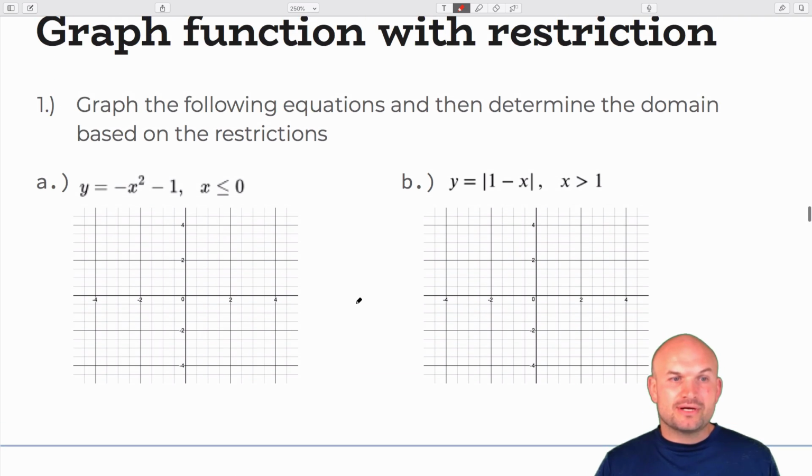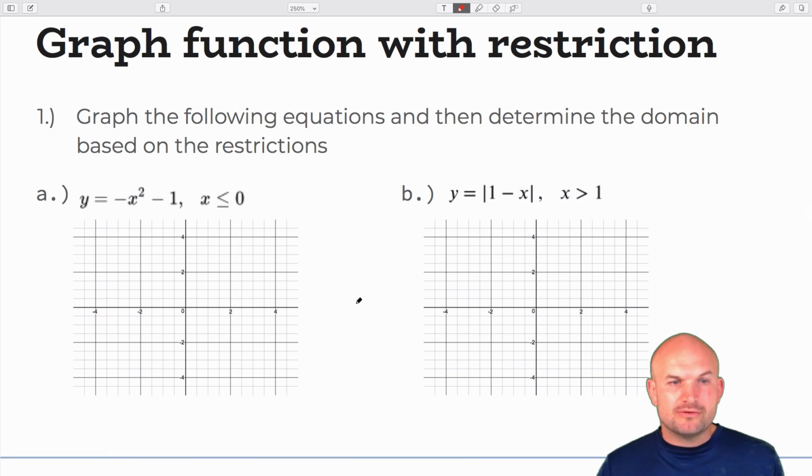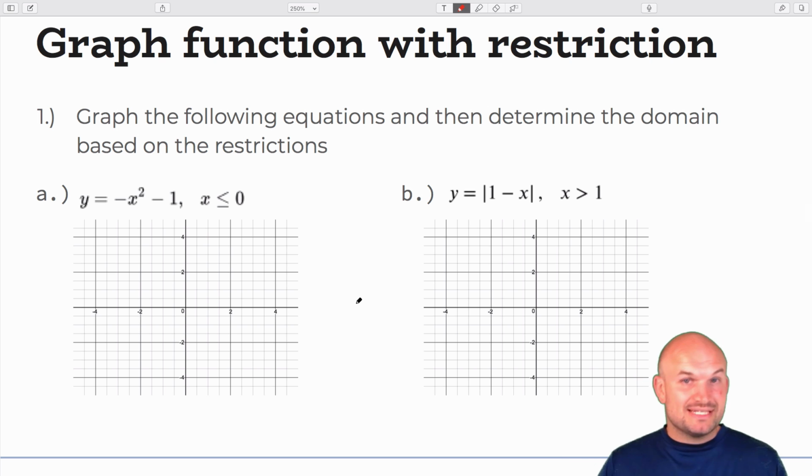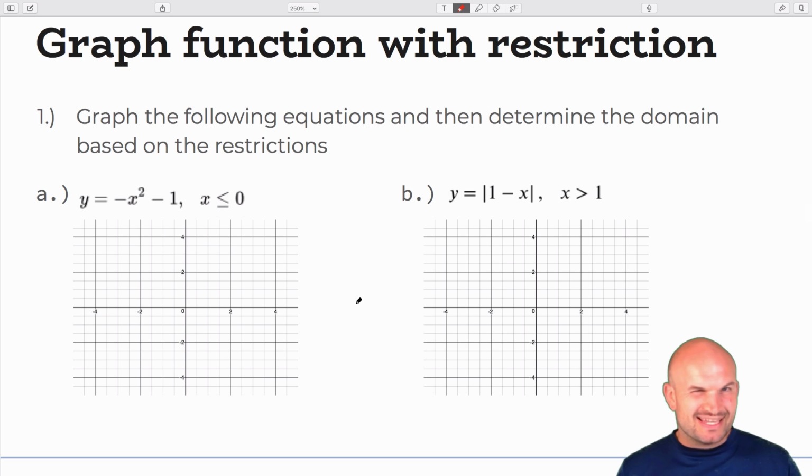So in the next one, we're going to graph the following equations and then determine the domain and range based on the restriction. I am going to do this assuming you have an understanding of what the parent graph looks like, as well as what the transformations are, and what the domain and range would be of these parent graphs. If you're not there yet, that's fine. Just make sure that you go back and reference the graphs, the domain and range, and the transformations, so you can follow along.